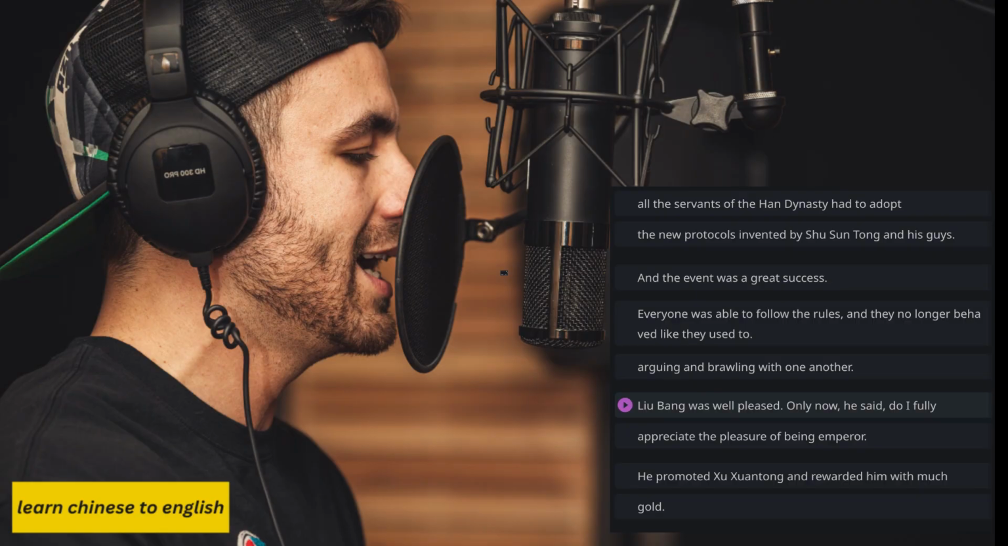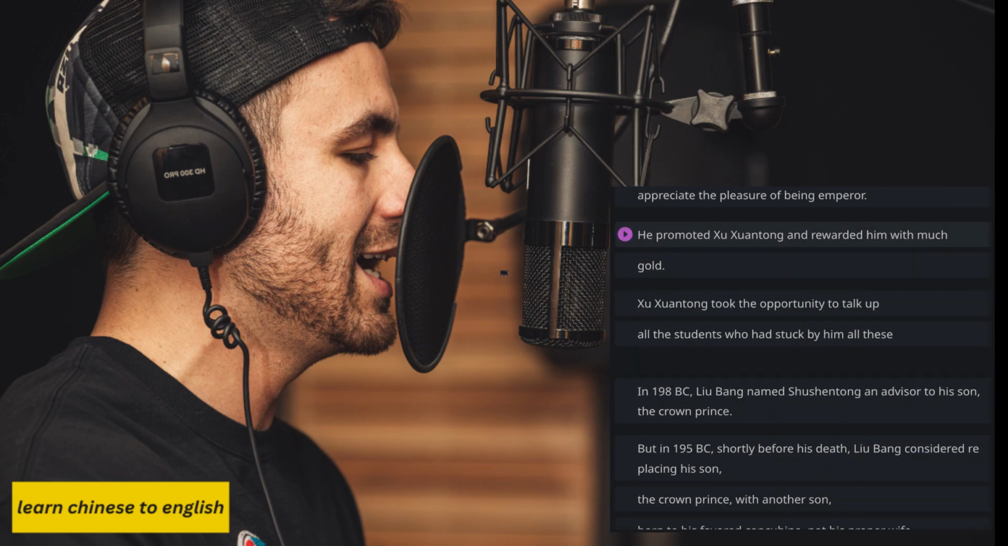Only now, he said, do I fully appreciate the pleasure of being emperor. He promoted Shusun Tong and rewarded him with much gold. Shusun Tong took the opportunity to talk up all the students who had stuck by him all these years. So Liu Bang gave them all jobs as well.